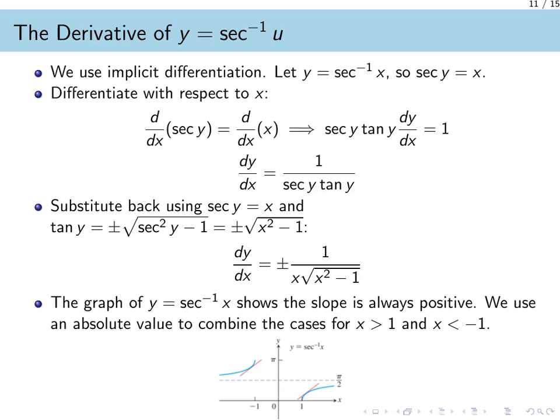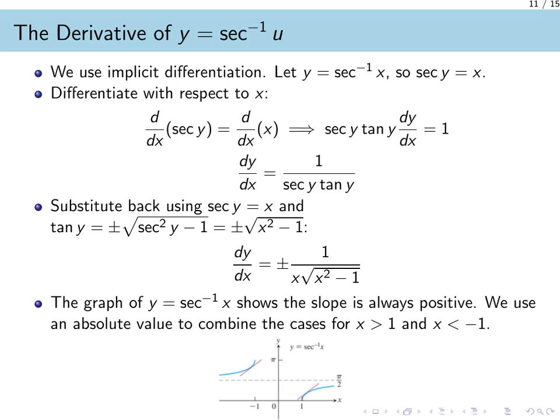To get this back in terms of x, we substitute x for secant y and use a trigonometric identity to replace tangent y with the square root of x squared minus 1. This creates a sign ambiguity, but looking at the function's graph reveals its slope is always positive. We enforce this by placing an absolute value around the u in the denominator, giving our final chain rule formula.